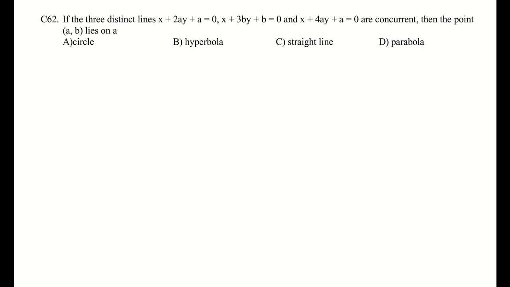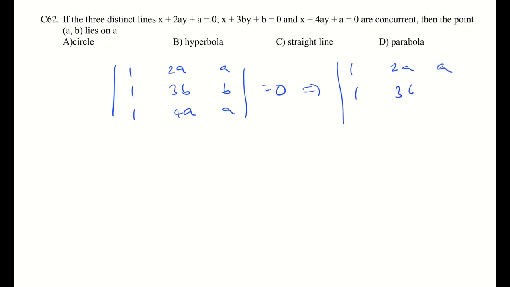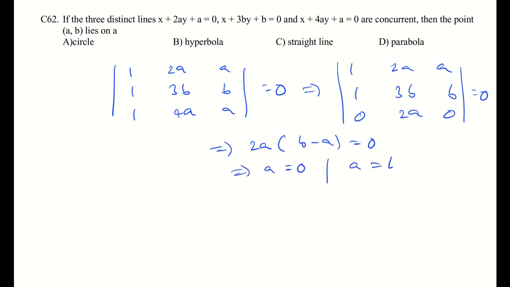In this problem, he said that the lines are concurrent. Therefore, the coefficient determinant is 0. I have the determinant with rows 1, 2a, a; 1, 3b, b; 1, 4a, a equal to 0. So, if I write R3 replaced by R3 minus R1, I'll have rows 1, 3b, b and 0, 2a, 0 equal to 0 again. Now expanding it along the last row, I'll have 2a into (b minus a) equal to 0. So I am getting either a equal to 0 or a equal to b.